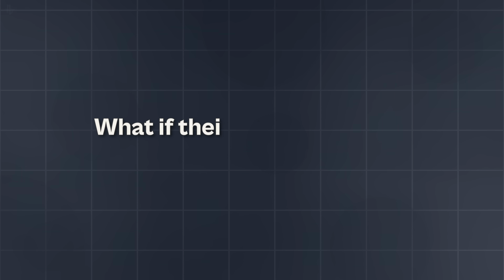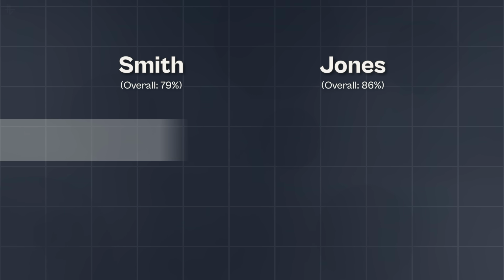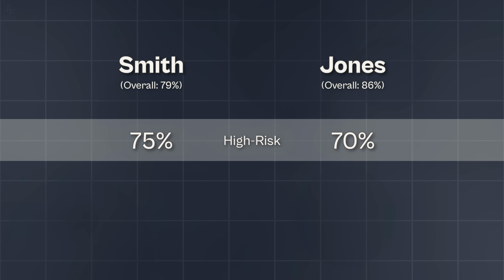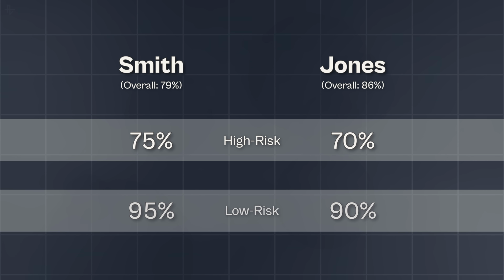But something doesn't sit right, so you ask the hospital for more detail. What if their outcomes differ by the type of patient they treat? When you look at just the high-risk patients, Dr. Smith actually has a 75% success rate compared to Dr. Jones at 70%. Okay, so Smith's better at complicated cases. Then you check the low-risk patients. Smith is at 95% and Jones is at 90%. So Smith's better there too.